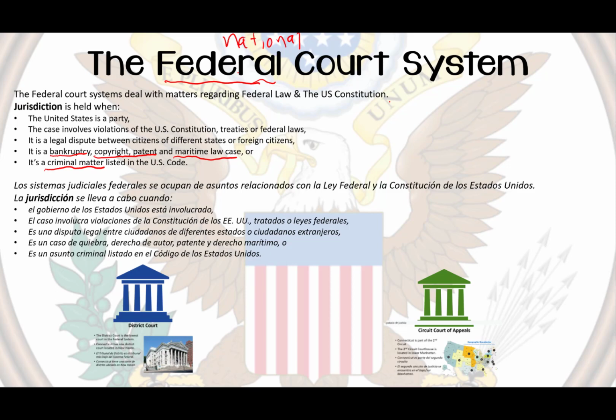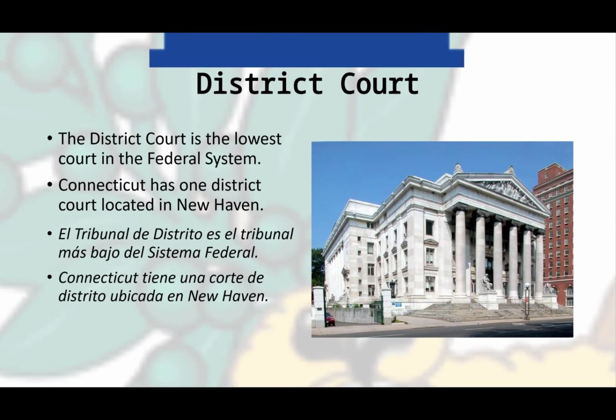So you'll notice one big difference. There's only two courts in the federal system. First, we have the district court. This is the lowest court in the federal system. This is equal to the superior court of the states. Connecticut has one district court, and it's in New Haven. This is the building right here.